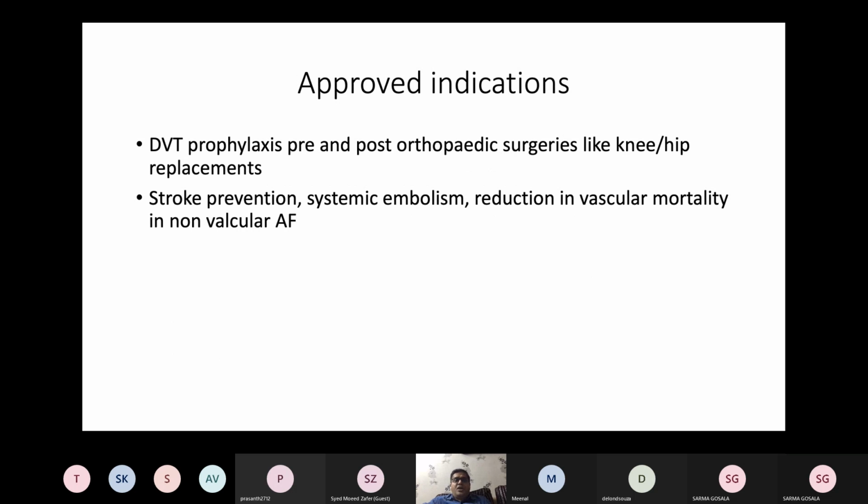Again, coming back to the role of anticoagulation in stroke, we need to look at specific indications for the neurologist. The approved indications for dabigatran presently are DVT prophylaxis pre and post orthopedic surgeries like knee and hip replacements, stroke prevention, systemic embolism, and reduction in vascular mortality in non-valvular AF.